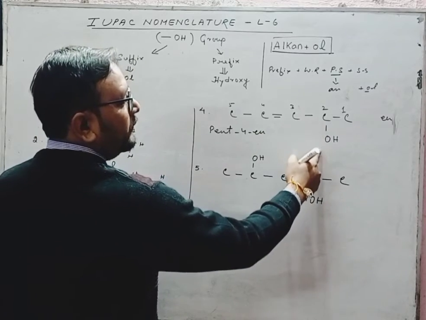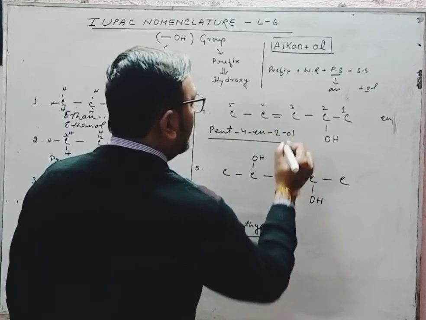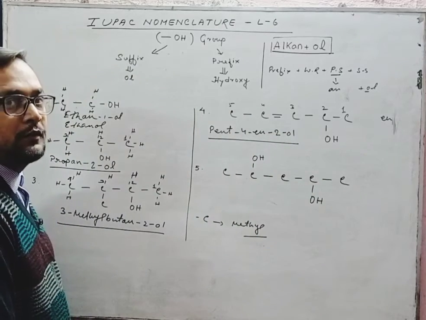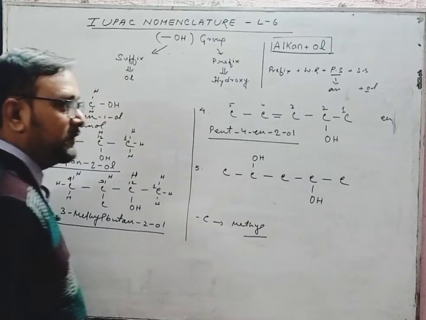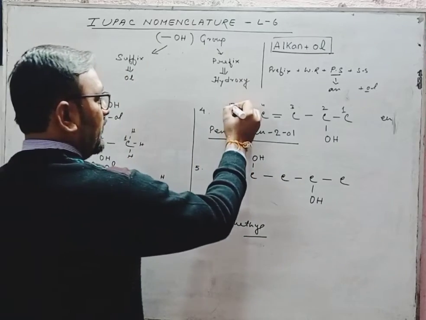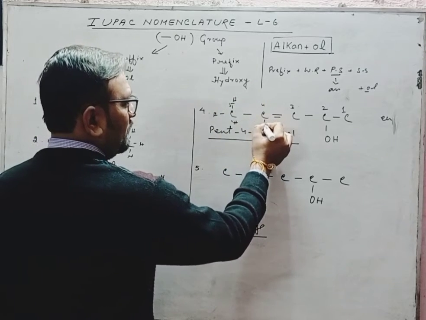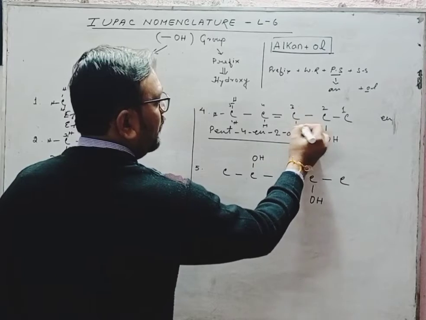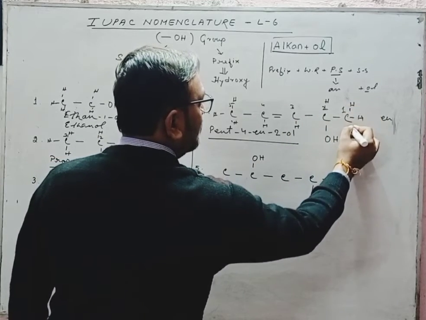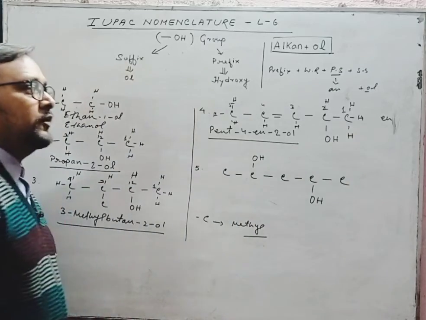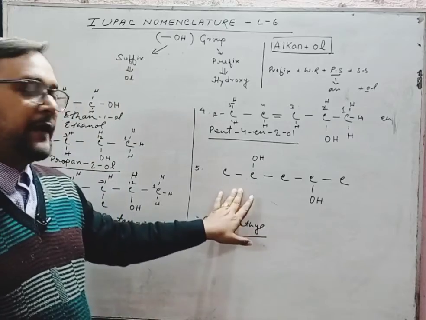Now what is the position of this OH group? 2-ol. So pent-4-en-2-ol. Clear all of you? Pent-4-en-2-ol is the name of this compound. And finally give hydrogen and complete the structure. Always count how many bonds you have to give, and then finally complete the structure. Hope you understood.